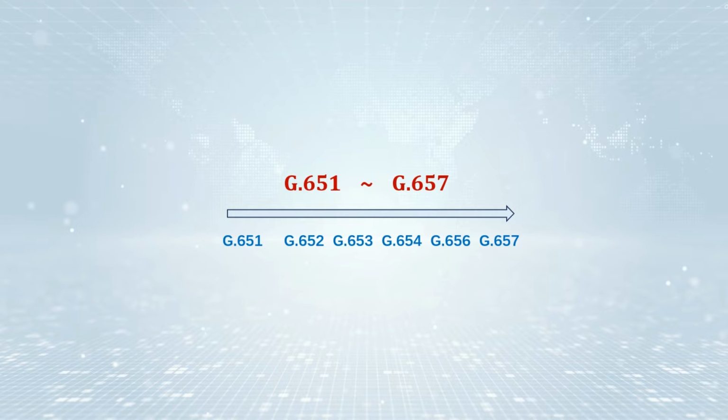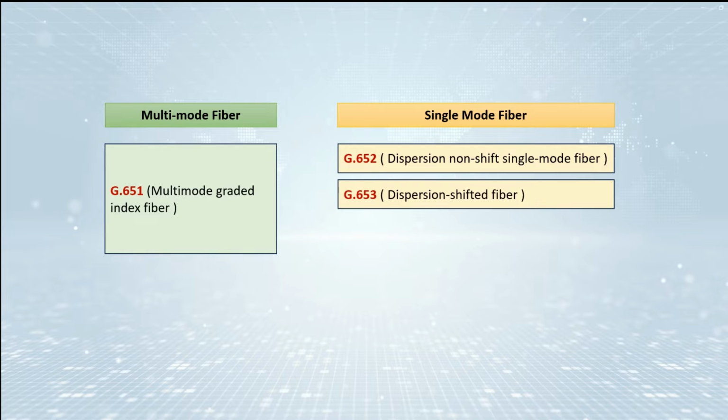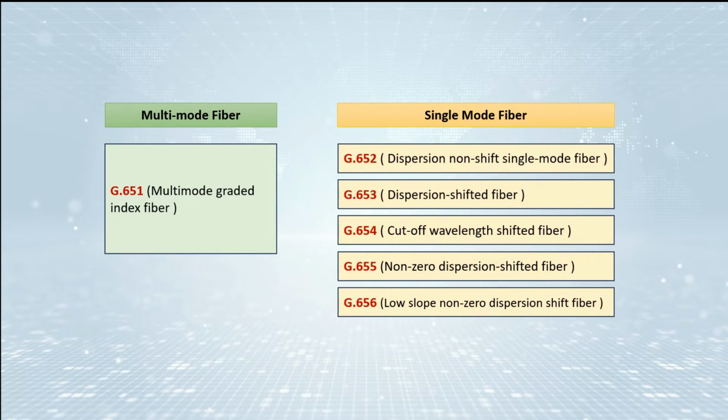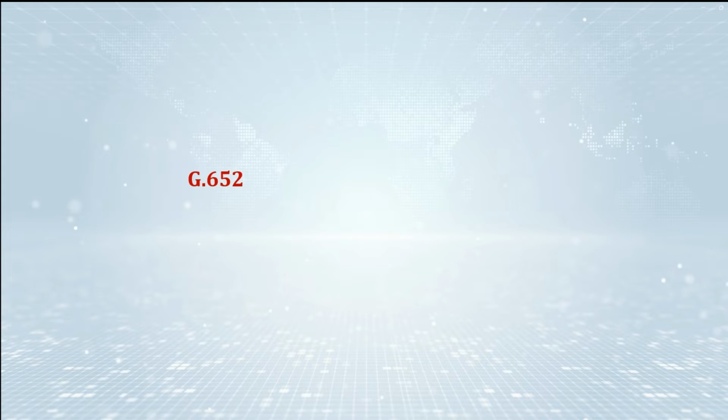According to ITU recommendations, optical fibers are divided into 7 categories, G.651 to G.657. G.651 is multimode fiber; all others, G.652 to G.657, are single mode fiber. G.651 is a low-cost multimode fiber cable, which is mainly used in local area networks. It is mostly used for short-distance transmission of 300 to 500 meters.